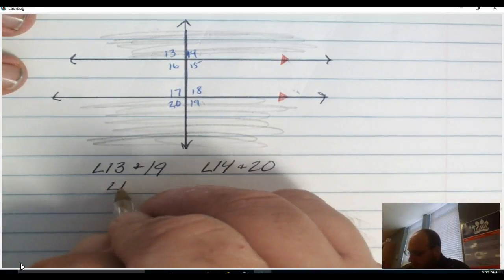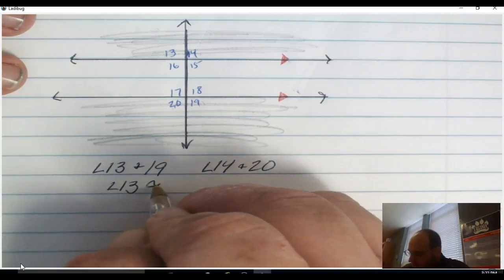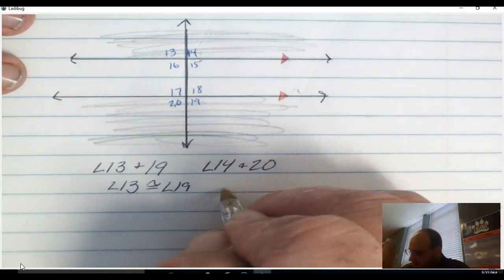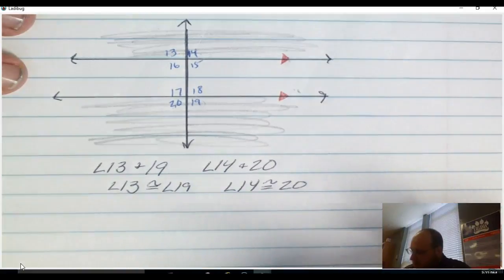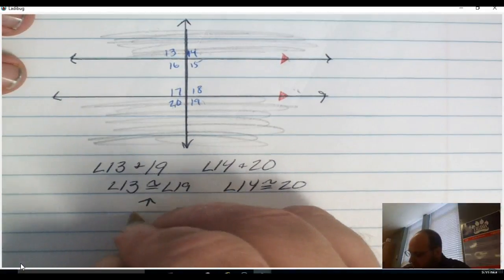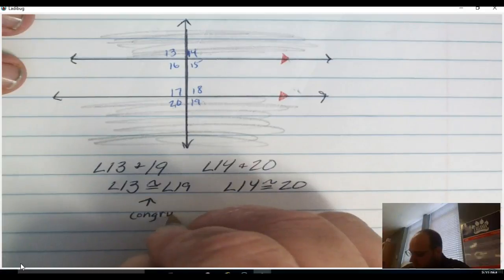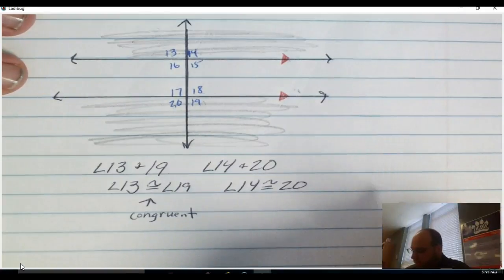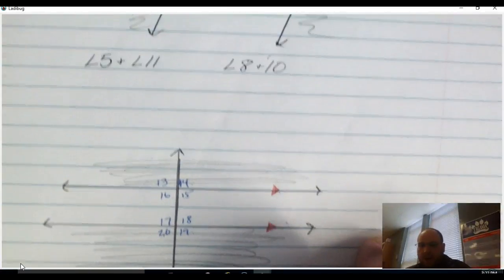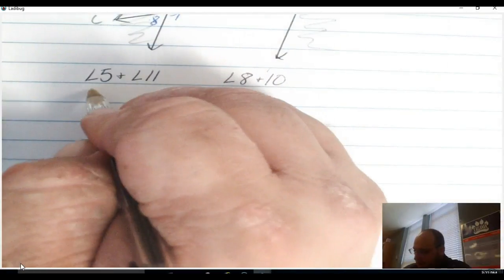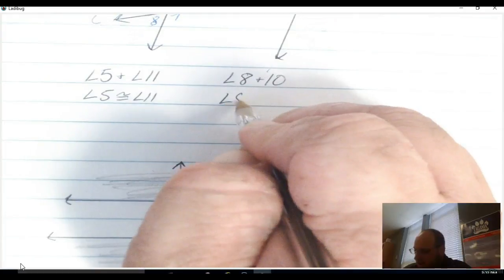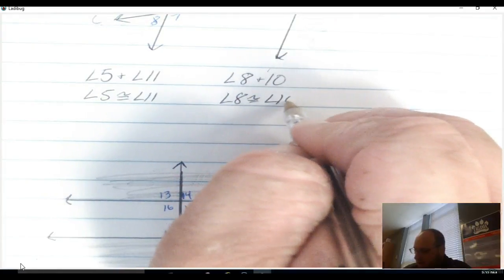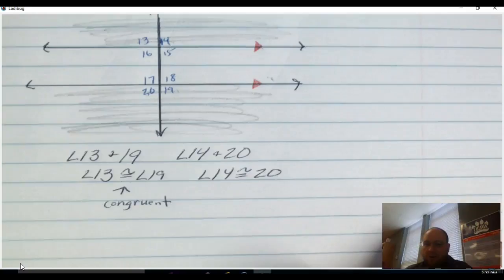So angle 13 is congruent to angle 19. Angle 14 is congruent to angle 20. So this right here means congruent. Congruent means to be equal. All right, so up here, 5 and 11 are congruent. 5 is congruent to 11, and angle 8 is congruent to angle 10. So they're congruent, or equal, to each other.